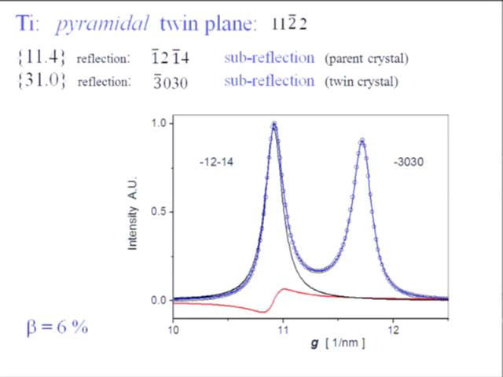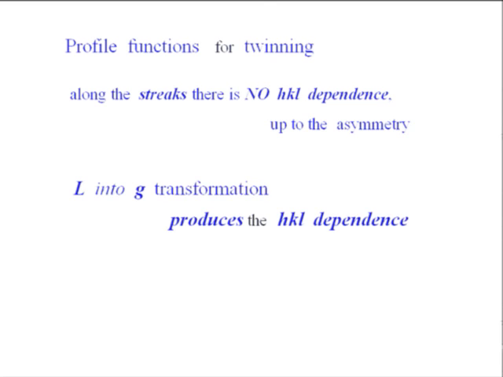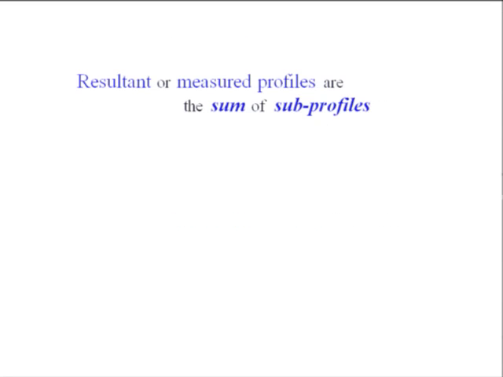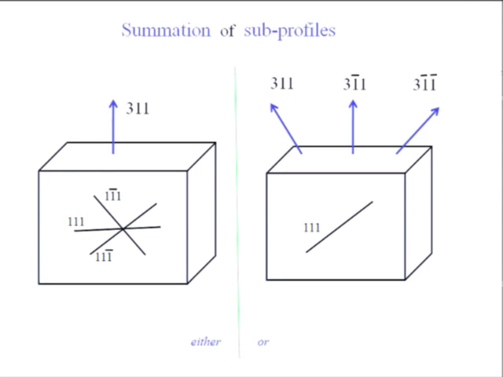This is the diffraction pattern which you can measure in a diffraction experiment. It looks very similar to the one in the triclinic system, but it is not identical. And this I would like to show you in more detail. Along the streaks, as I mentioned before, there is no HKL dependence up to the asymmetry. The HKL dependence of line broadening is introduced by the L into G transformation. The resultant or measured profiles are the sum of the subprofiles corresponding to one reflection.